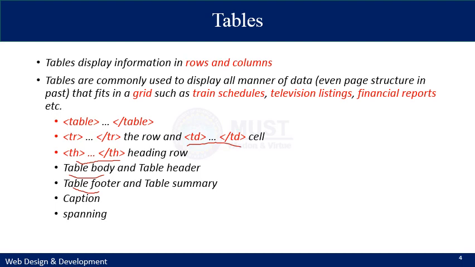Table summary is specified by the summary, and if you have any conclusive information or you want to summarize some data, you can use the summary tag of your table. The caption of a table provides information about the data contained in the table. So you can specify a caption in a table tag using the caption tag. Spanning specifies the number of rows or columns a single cell can take up.